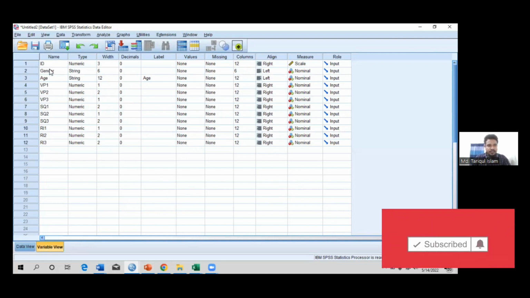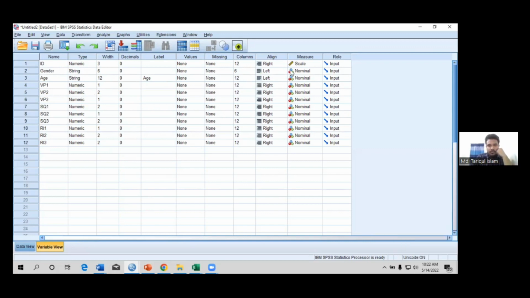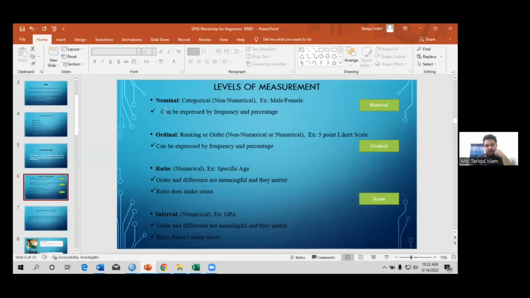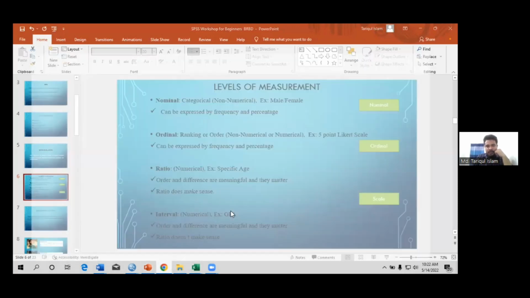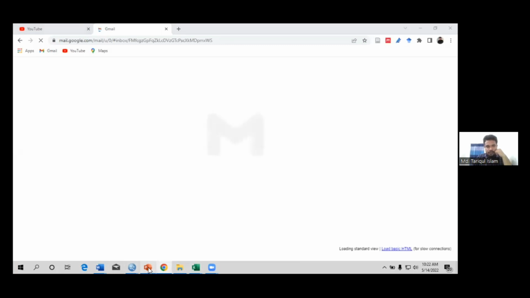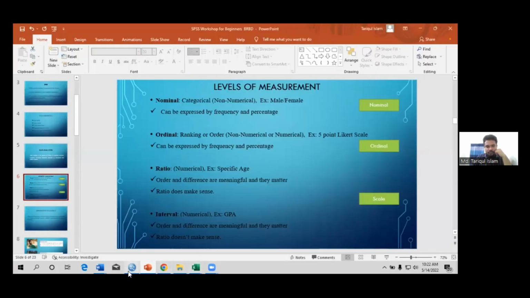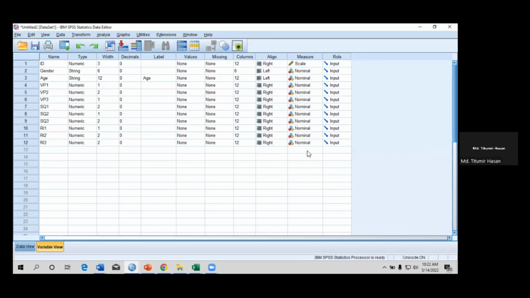And the gender, is it nominal or ordinal? It should be nominal. Okay, but the rest of the things, they are considered as nominal, but they are not actually. They follow the ordinal category. Okay, so let's keep gender and age as nominal and make the rest of the things ordinal.